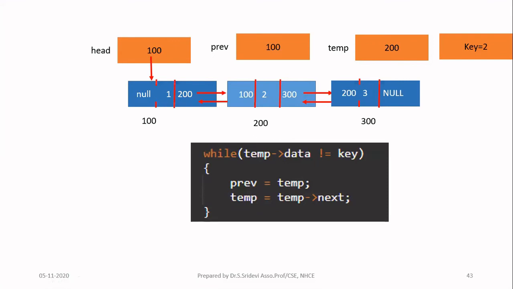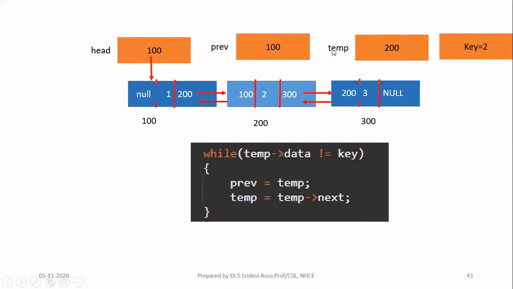So what we are going to do is every time we are going to make the current temp node the previous node. Okay, so I'm writing prev is equal to temp, and then make the next node of temp as temp. So I'm writing temp is equal to temp arrow next.